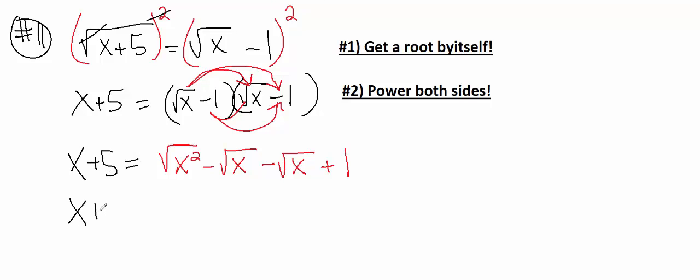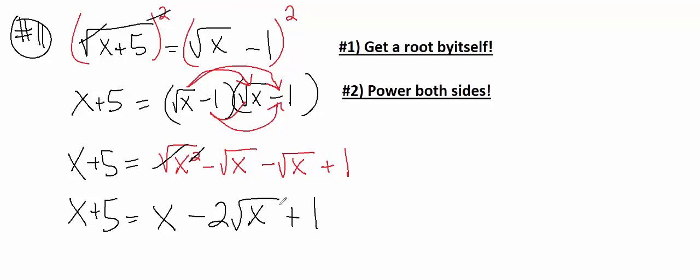Okay, let's simplify this here. I've got x plus 5. Square root of x squared, well, that power and the root cancels out. I'm just left with x. And then if I have a negative root x and another negative root x, that's going to be negative 2 root x. Okay, good. Now that we've powered both sides, on this one, we've got to repeat the process.